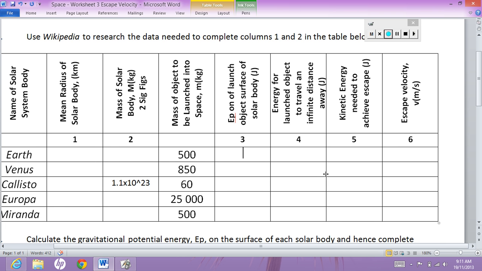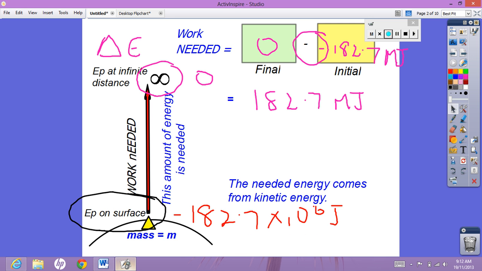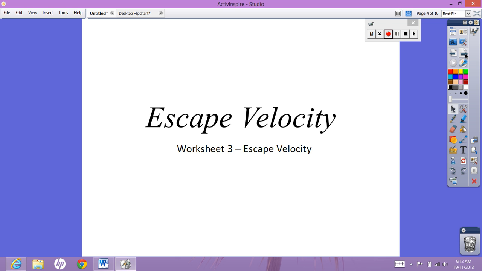Now we need to go to the fifth column, and the fifth column here is basically a repeat of the fourth column. It's reinforcing the fact that if I need 182 megajoules to go, to be left, what does that energy come from? And that energy comes from kinetic energy. So this is going to just simply repeat the same column value as the previous. So it just needs to be reiterated as 182.7 megajoules.